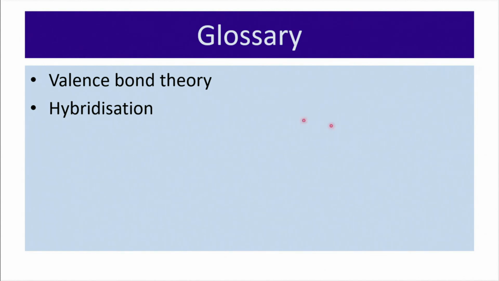VB theory is most useful for describing reactions and bond dissociations. Important chemical concepts such as resonance are based on VB concepts. Let us look at the glossary. We will be studying valence bond theory and we will also be studying hybridization.